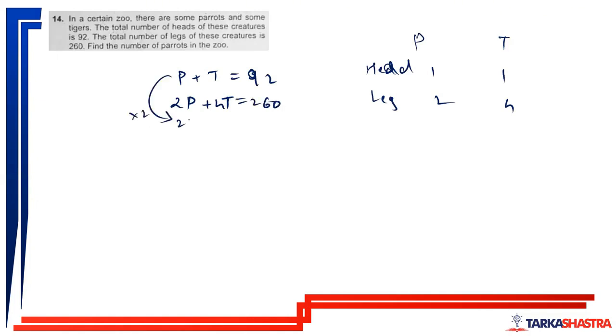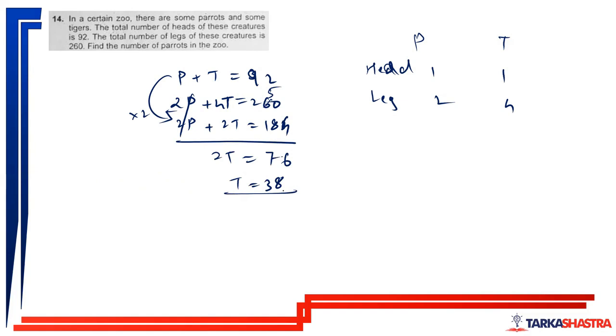Multiply this equation by 2. We get 2p plus 2t is 184, the double of 92. Subtract, and this cancels out. We have 2t is equal to 76. So t is equal to 38. So the number of tigers is 38.